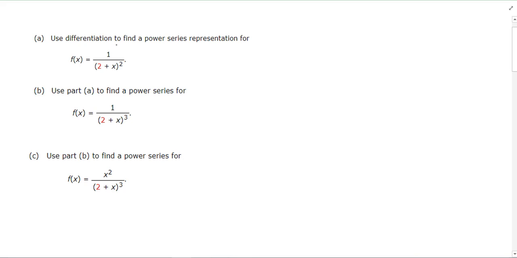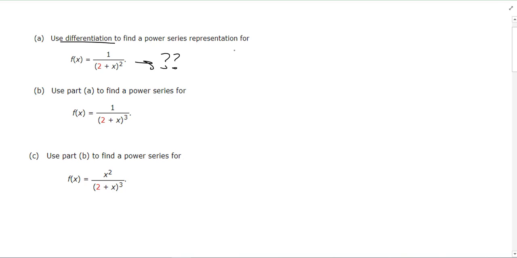So use differentiation to find a power series representation for, and we have quite a few. And these are essentially because you're going to use differentiation. So find a power series. This should be the derivative essentially of some power series. Then part B, notice that the power on the bottom is increasing. So this is likely the derivative of part A. And then this is essentially part B multiplied by x squared. So then the question is, well, which power series should we use here?